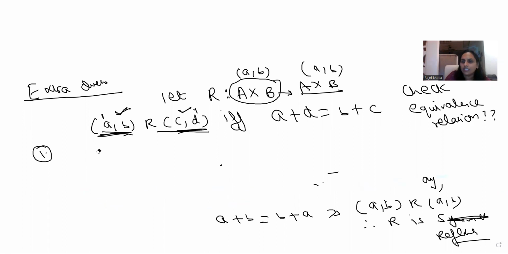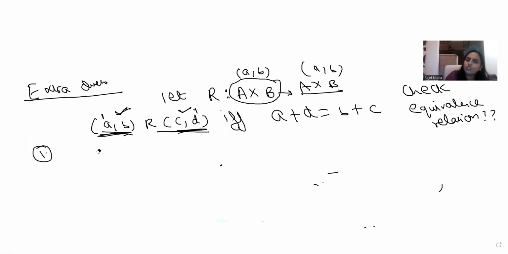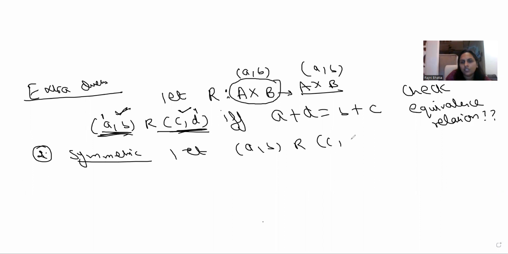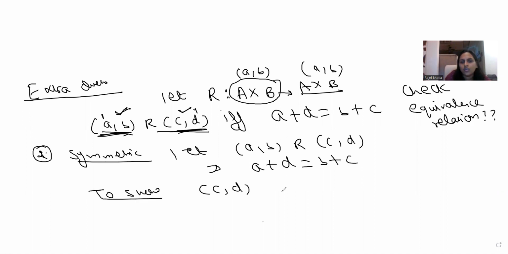The symmetric part says, if X comma Y belongs to R, then Y comma X should also belong to R. So, in order to prove the relation symmetric, we will write, let A comma B be related to C comma D, which means A plus D is equal to B plus C, and we need to show that it is symmetric. That is, we need to show that CD is related to AB.